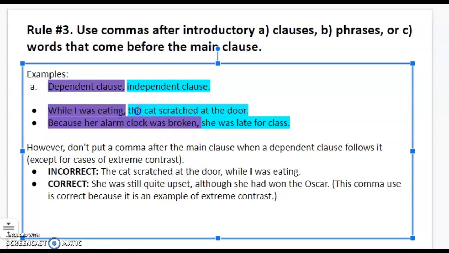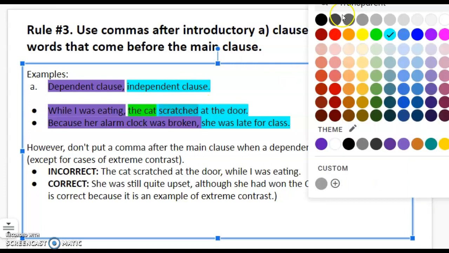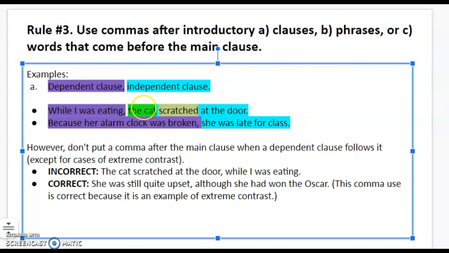The way I think about it, I said clause and now I'm talking about cat. That's funny. The way I think about it is, my main sentence, again, you have to have a subject and a verb in every sentence. The cat scratched. The cat is the subject.